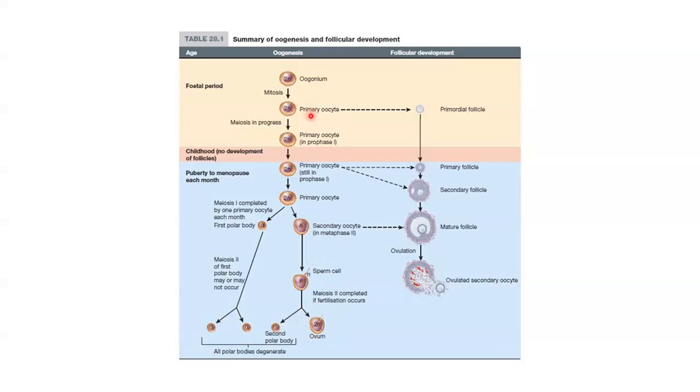So one primary oocyte gives rise to 1 gamete or ovum, in contrast to the process in males where 1 primary spermatocyte produces 4 gametes or sperm.